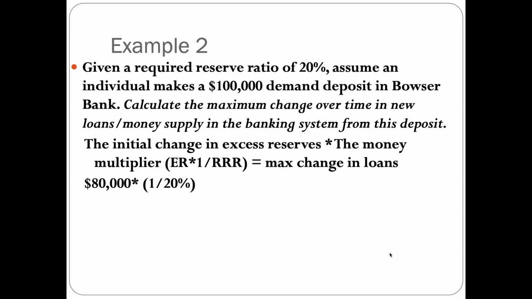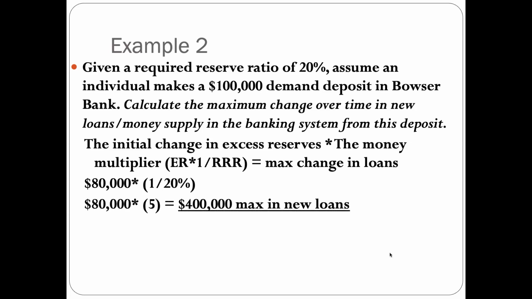So from example 1, we got $80,000. That was our excess reserves, times 1 over 20%, which would be the same thing as 1 over 0.2. If you plug that into a calculator, you're going to get 5. 80,000 times 5, we have $400,000 max in new loans. So basically, from this demand deposit of $100,000, due to the money multiplier, you have $400,000 worth of new loans in the banking system.